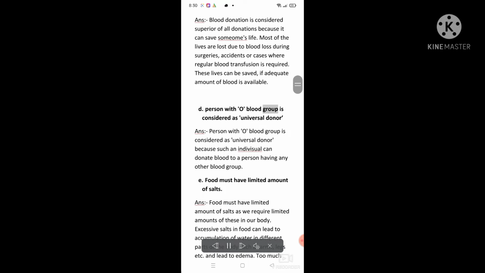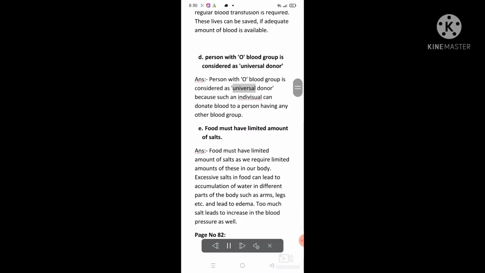Person with O blood group is considered as universal donor. Ans. Person with O blood group is considered as universal donor because such an individual can donate blood to a person having any other blood group.